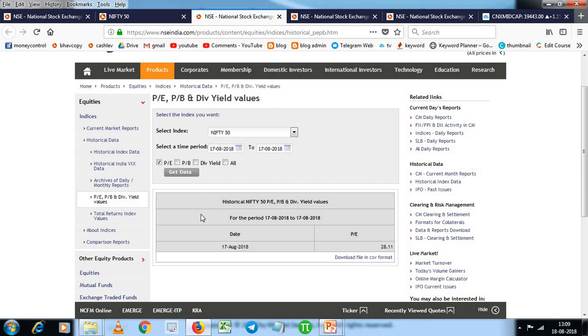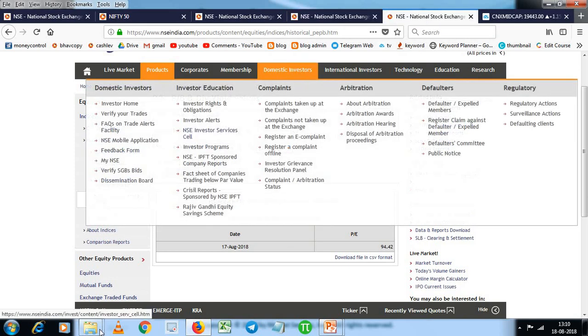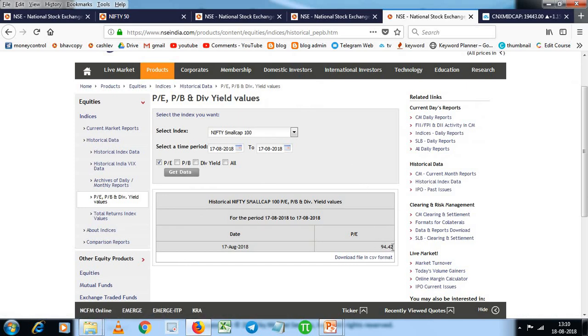So let's go a bit wider and take the broader market into consideration. Instead of Nifty 50, I am shifting to the Nifty Mid Cap Index. If you look at the Nifty Mid Cap Index right now, its PE is at 61.47, which is extremely high, and it's too dangerous. The chances of sustaining this PE level are extremely low, and that is another reason I mentioned this particular rally looks like a fake rally. And when I move to the small cap index, the PE stands at 94.42. This is extremely dangerous, and a correction seems to be imminent.